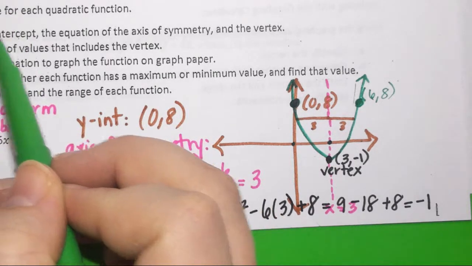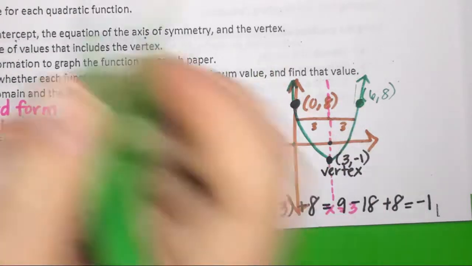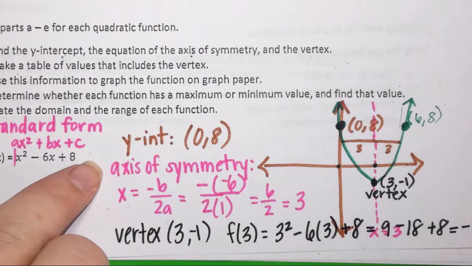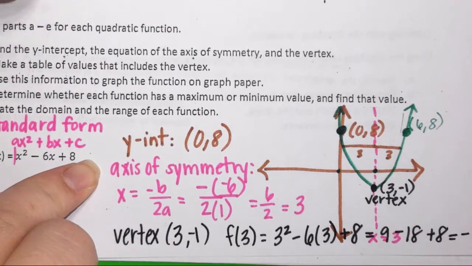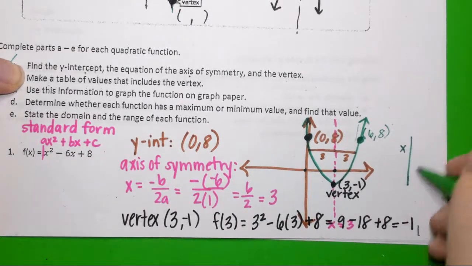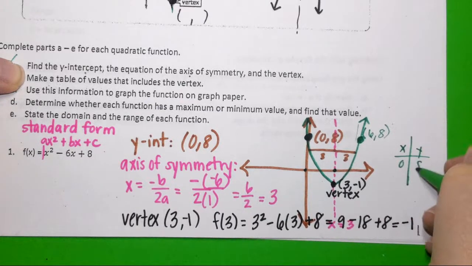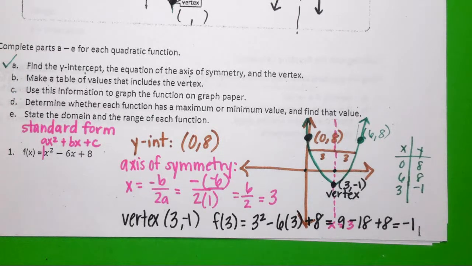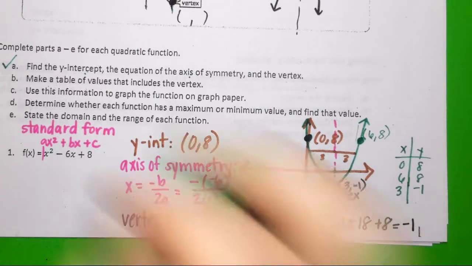We've done part A. We found the y-intercept, the axis of symmetry, and the vertex. So check mark by A. Awesome. But as for B, make a table of values, we're going to let it go. Now, if you want to have a table of values with 0, 8, 6, 8, 3, -1, and a bunch of other points, you can. But again, in just a second, we're going to talk about how to do this with our graphing calculator. And you could always press table on there and get the table of values. So we're going to let that one go.